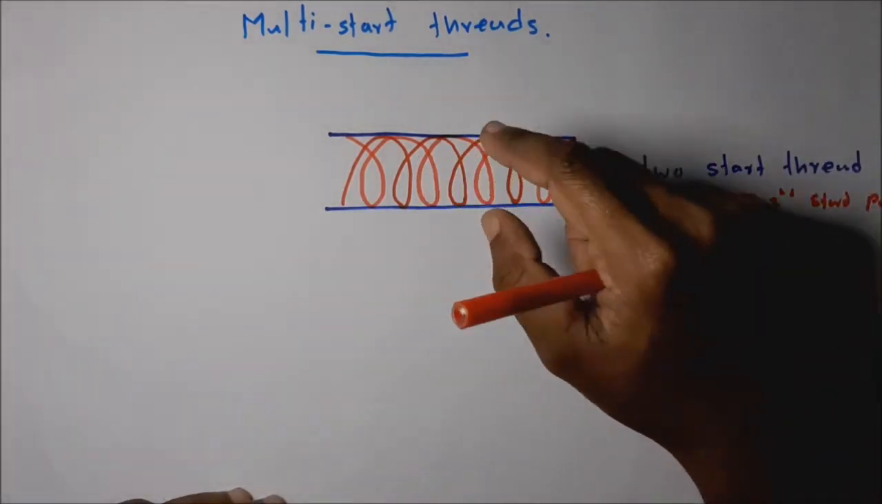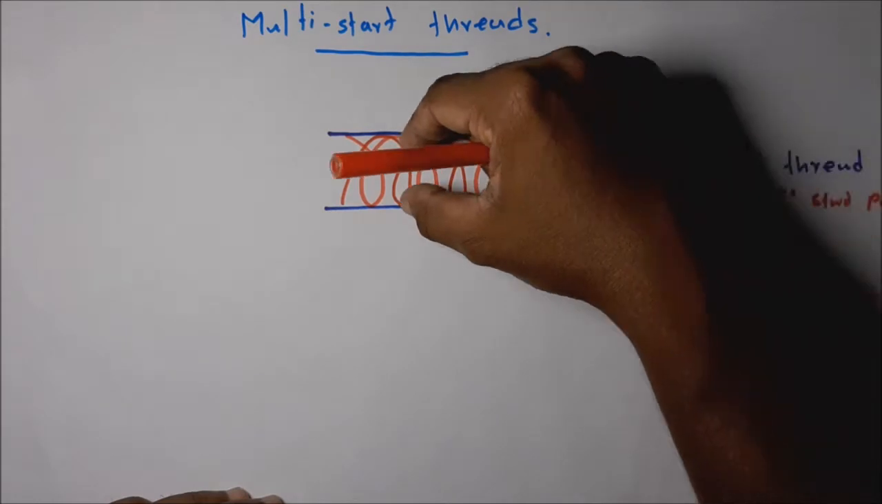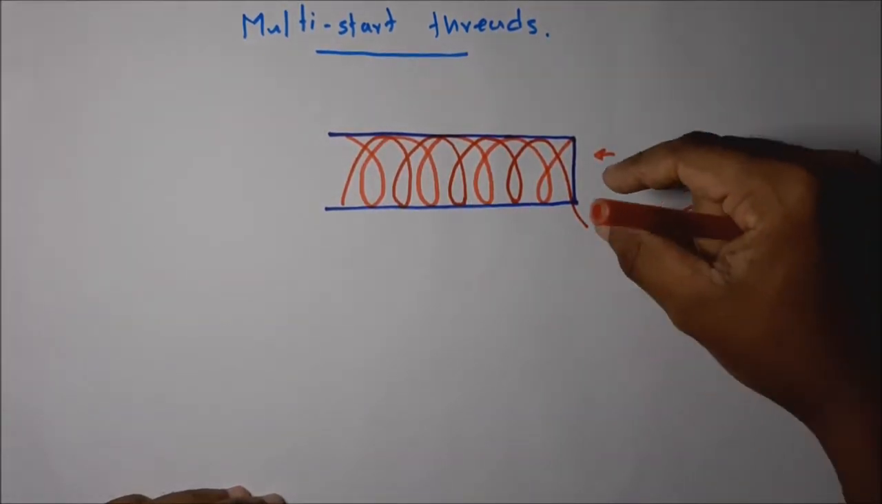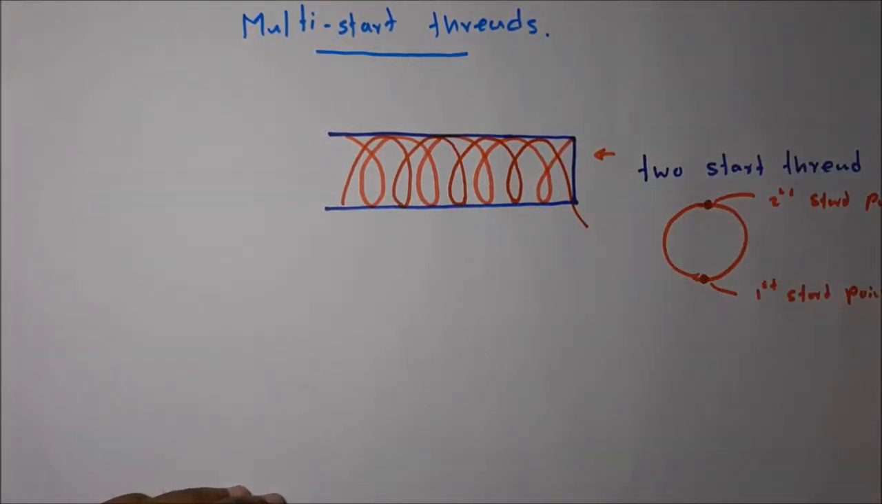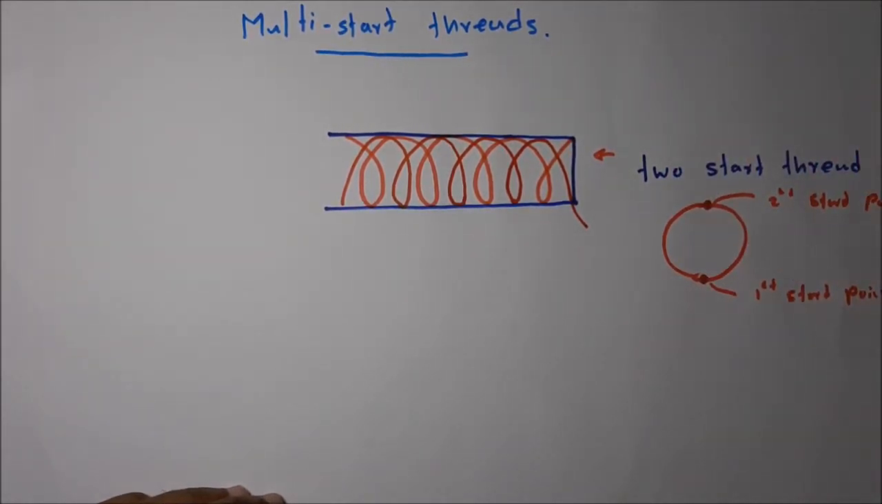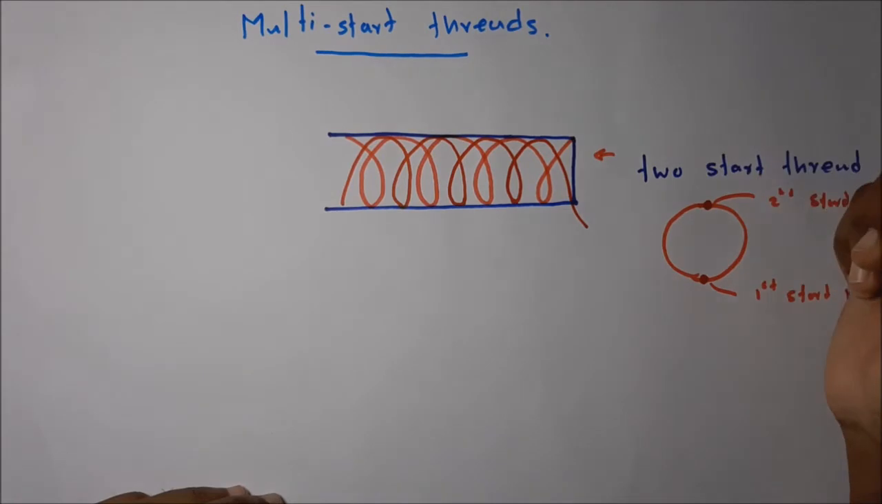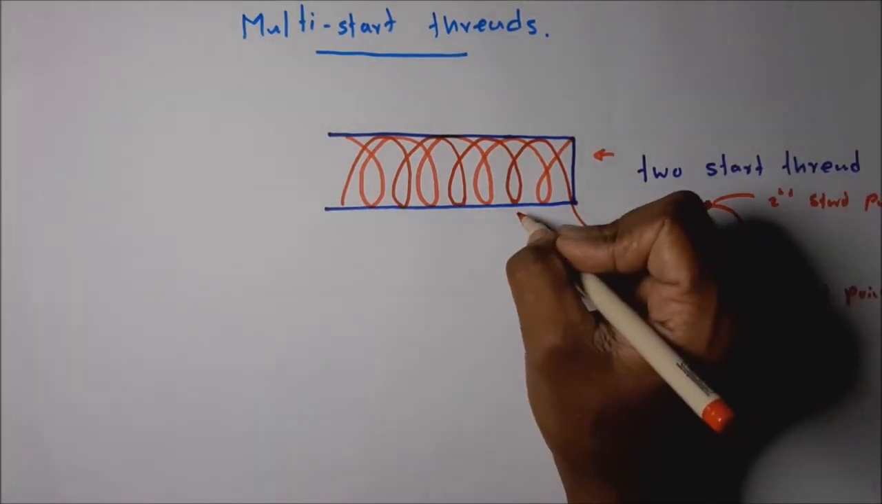You can see the two threads are parallel on this same screw. This is called the two-star thread. At the same time there can be multiple, two or more, maybe 3 or 4 threads running parallel to each other. These are called the multi-star thread. When talking about the multi-star thread, the pitch value is same.